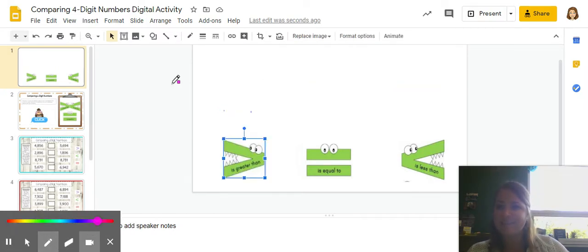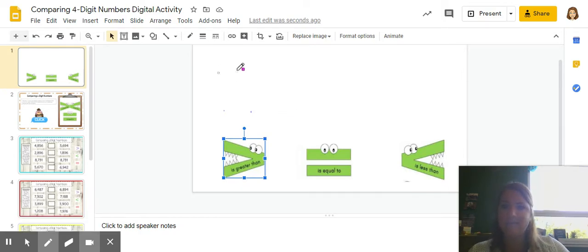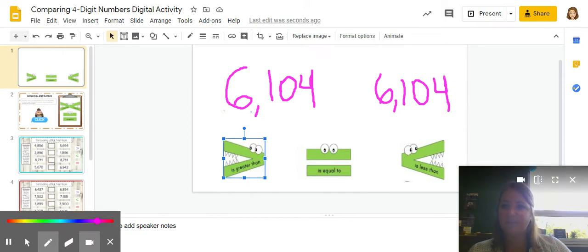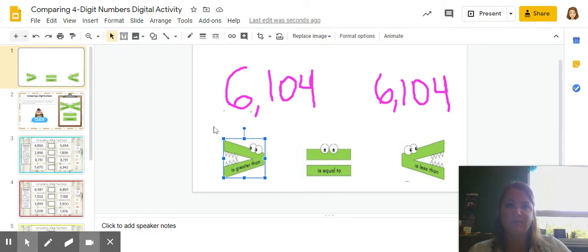All right, here's another example. Let's look at 6,104 and 6,104. Let's take a look. So we have thousands place and thousands place. A 6 and a 6, so they're both equal. Looking at the next digit, we have a 1 in the hundreds and a 1 in the hundreds, still equal. We have in our tens place a 0 and a 0, also equal.